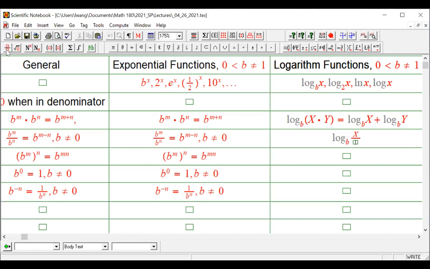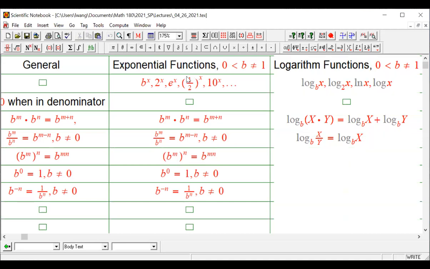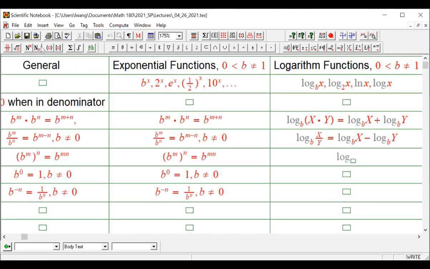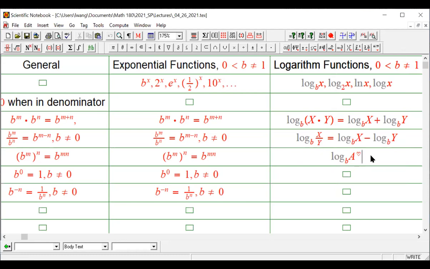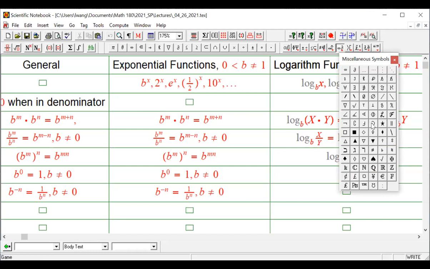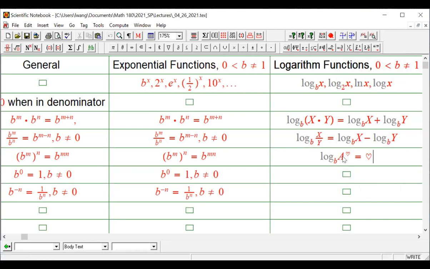And the next one is log base B of capital X divided by capital Y, which is equal to log base B of X minus log base B of Y. And this other property, which we used in the proof, is capital A to the power of heart, I used a heart there, to the power of heart, is equal to the heart multiplied by log base B of A. I hope that's super clear for you.